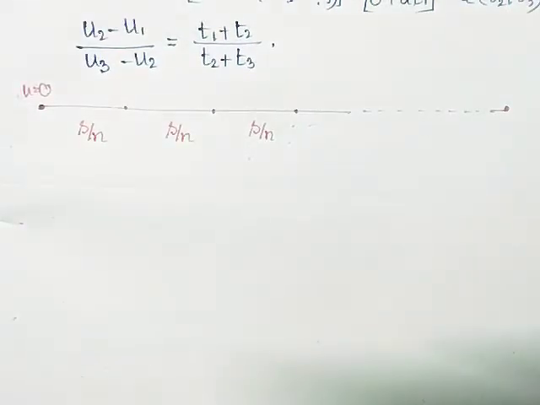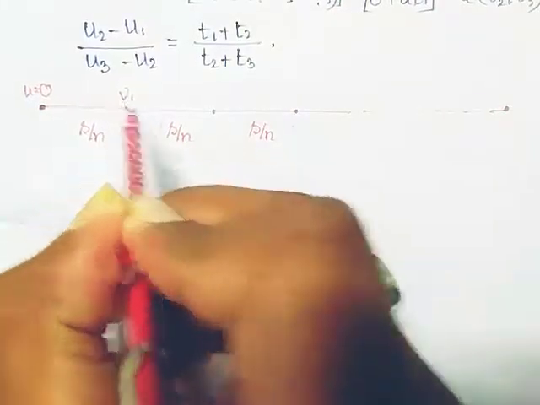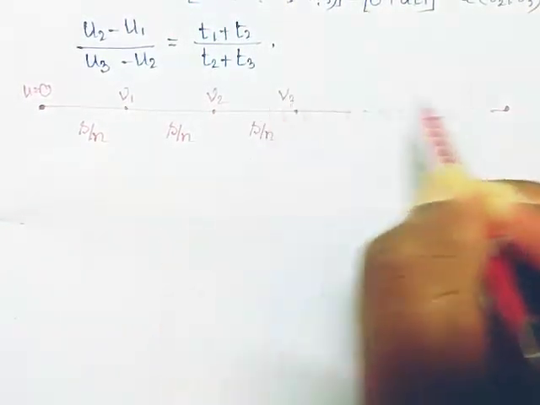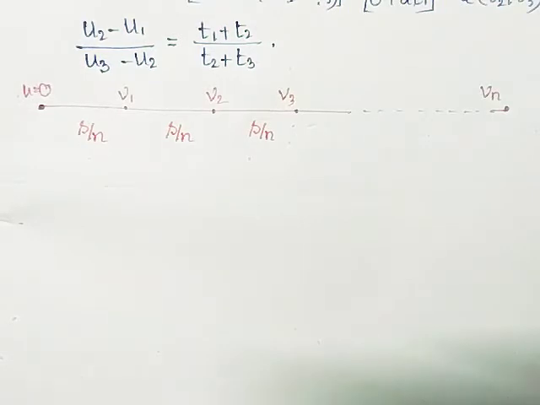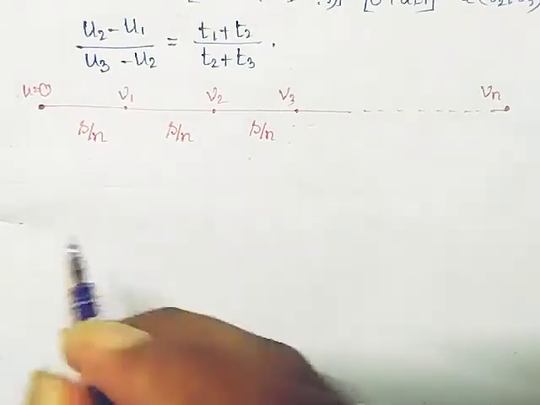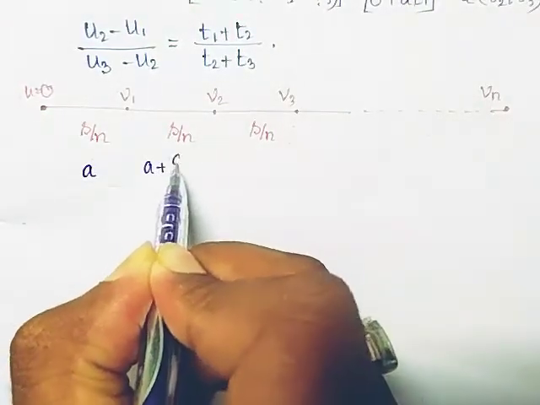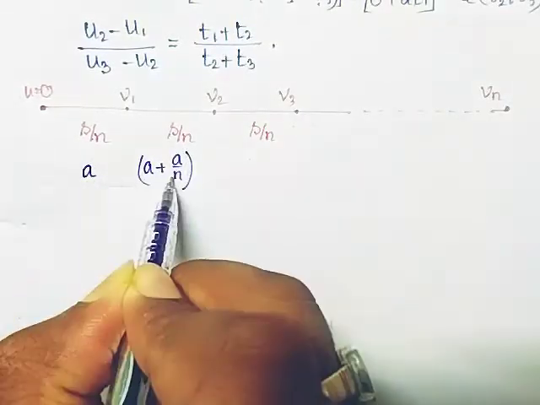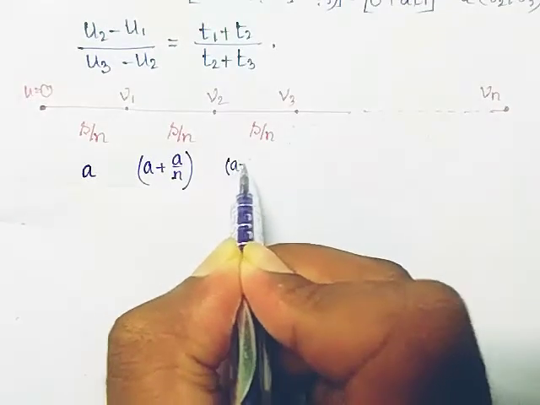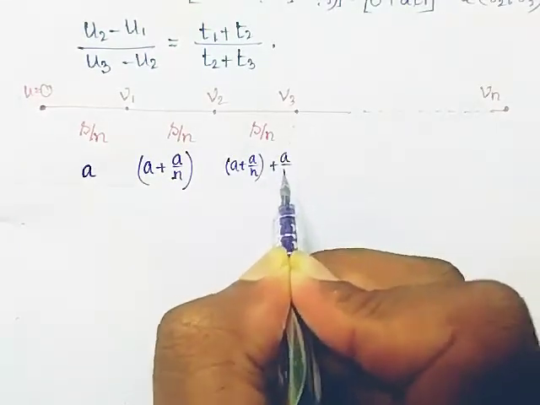When it reaches the end, the velocity is vn, so this continues up to n terms. The acceleration considered here increases in a particular way. In the first interval it is a. In the second it is a plus a by n, with a by n added. After that, again a by n is added to this.